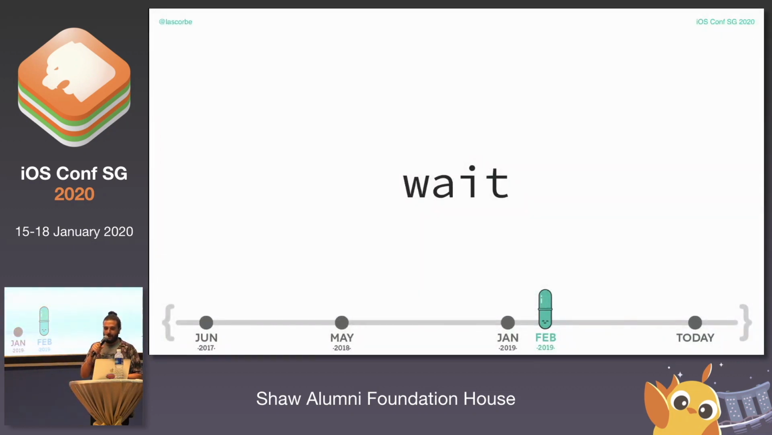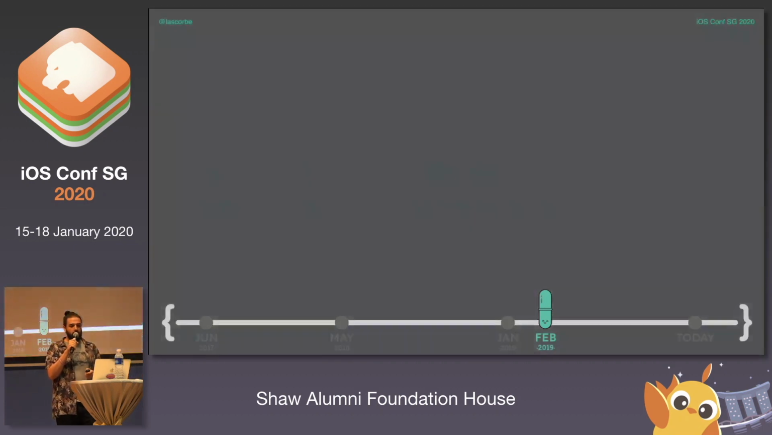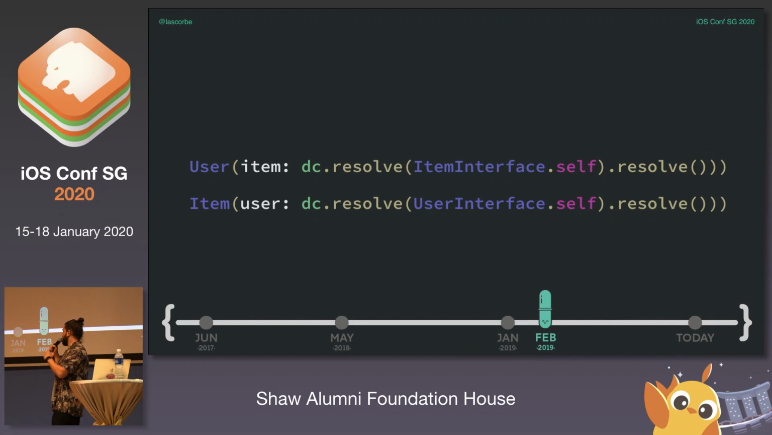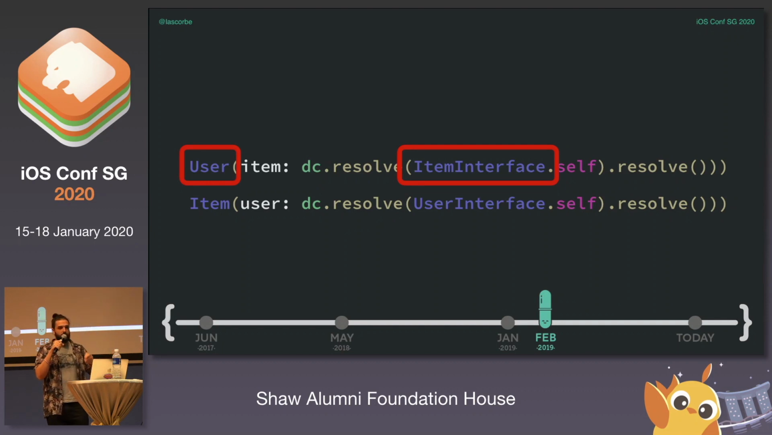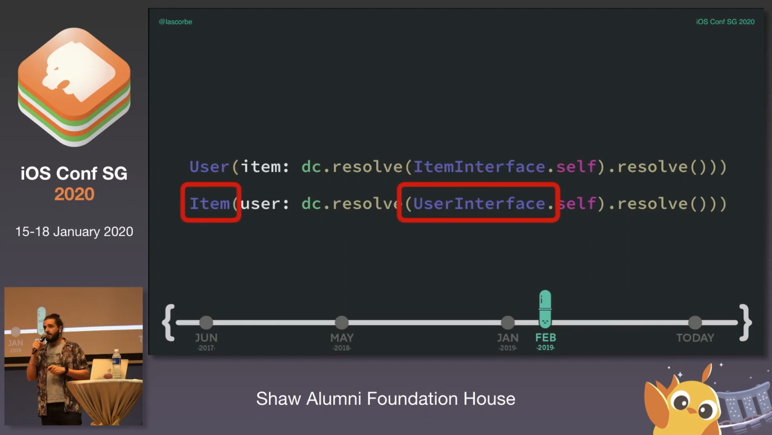But wait, so what happens with circular dependencies? Let's imagine that this is a typical case. We have user, and user depends on item. So you have the model user, which depends on the model item, right? Because you want to open an item that the user has, something like that, from the profile. And then we have item, which depends on user, because you are showing some user info within an item view.